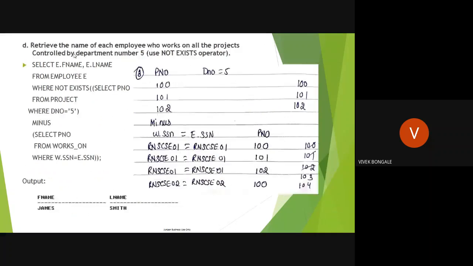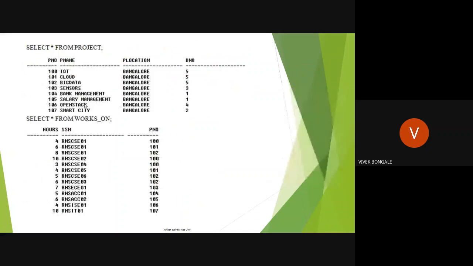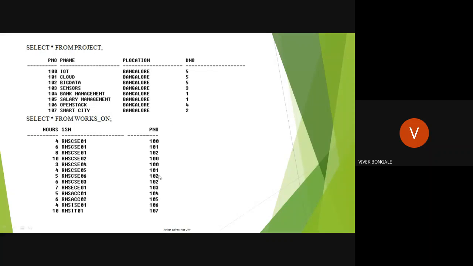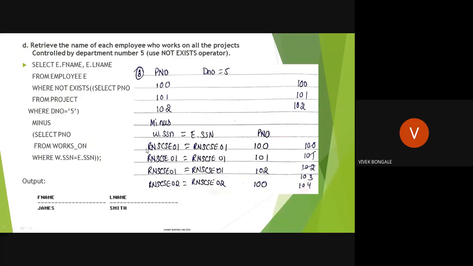Correct? So here first we're going to list all the employee information. Later we're going to check whether that employee is working on a project of department number 5 or not. How to list all the employee information from the project number, working on this project number, from the works on table and the employee table? From this, I'm going to get all these values by this query. Select project number from works on table where w.ssn equal to e.ssn.